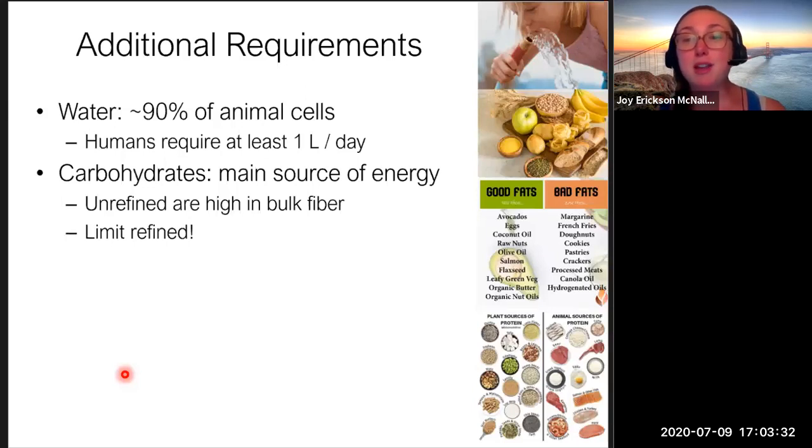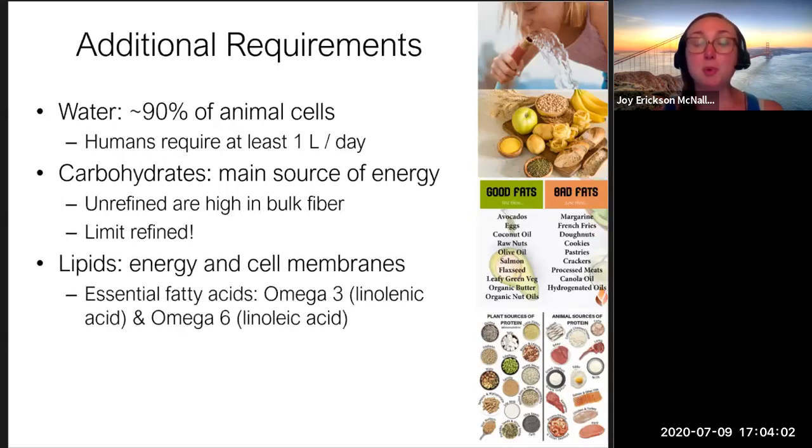Unrefined carbohydrates or whole grains are higher in bulk fiber, which helps to aid in digestion to prevent you from getting constipated, right? And this is things that include whole wheat bread or brown rice or whatever. And these are good, these are much better for you. And you definitely want to limit the amount of refined carbohydrates. These are things that have little to no nutritional value, things like white bread or candy or things like that, white rice, right? They've had these sort of nutritional components removed.